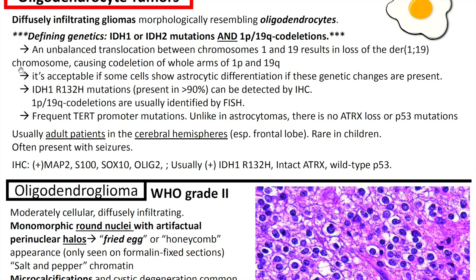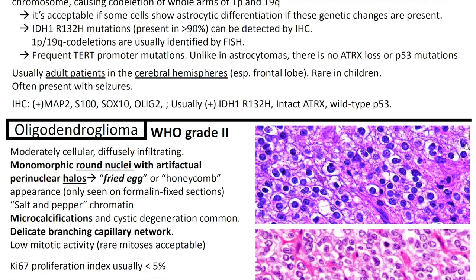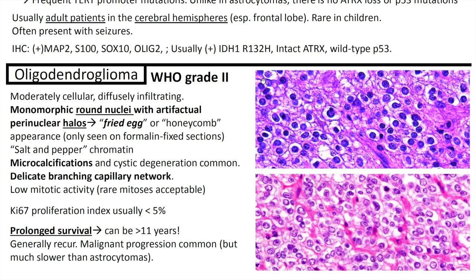Frequently, there are TERT promoter mutations. Unlike in astrocytomas, there is no ATRX loss or p53 mutations. They usually occur in adult patients in the cerebral hemisphere, such as the frontal lobe. They rarely occur in children. And like many brain entities, they often present with seizures. So oligodendroglial tumors are going to stain with MAP2, S100, SOX10, and OLIG2, and are usually positive for IDH1 R132H with intact ATRX and wild type p53.